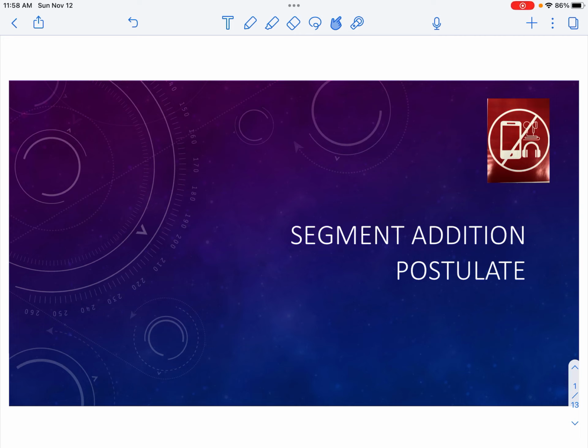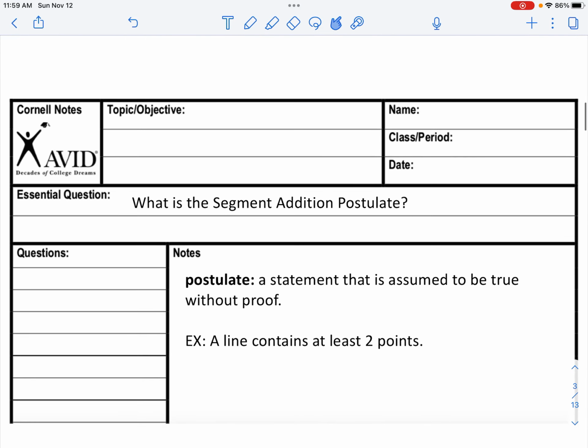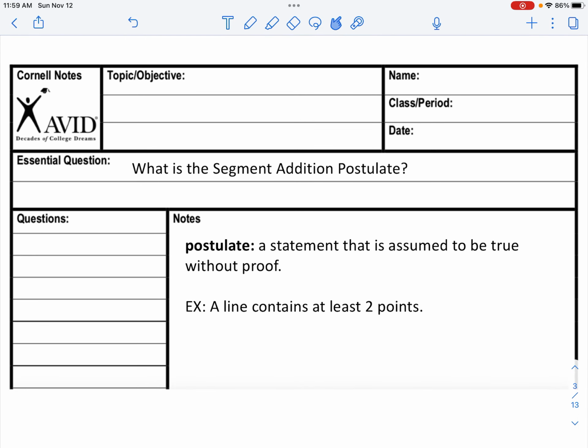Okay, so now we're going to continue with our geometry unit, and this lesson is the segment addition postulate. Okay, so what is the segment addition postulate? We're going to talk about that in a bit.